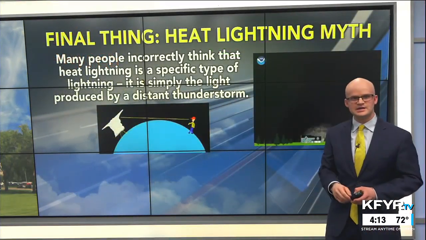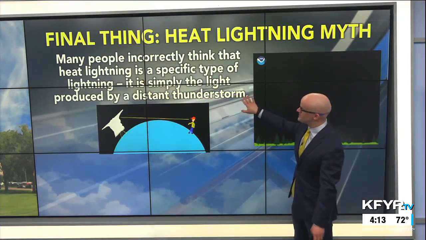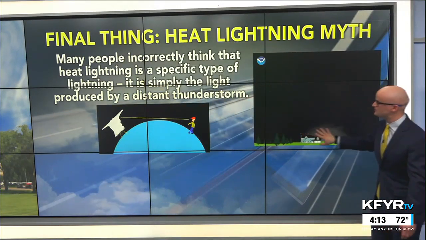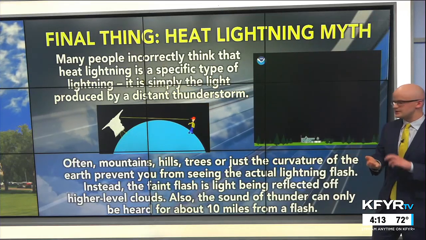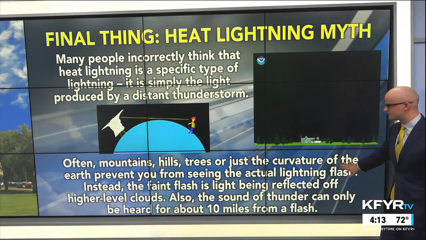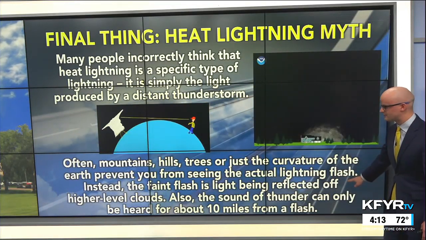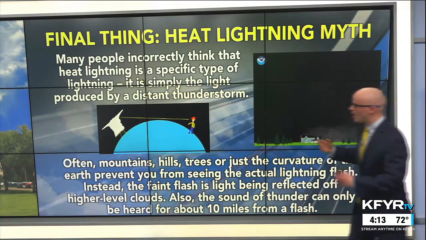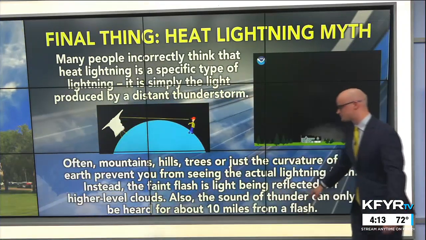One final thing here, a lot of people think heat lightning is real. Well, it's actually a myth because many people incorrectly think that heat lightning is a specific type of lightning. It's just simply the light produced by a distant thunderstorm. So whether it be mountains, hills, trees, or just the curvature of the earth, that can prevent you from seeing the actual lightning flash. Instead, the faint flash is just light being reflected off of the higher level clouds, or that anvil, the top of our tall thunderstorm clouds.